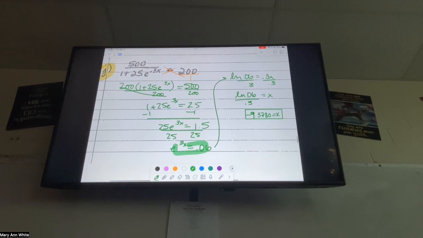Look a little bit better. Negative 9.3780. Okay. All right, that's all I want to teach you guys today. And that's all we're gonna learn before our test, which is on Thursday.